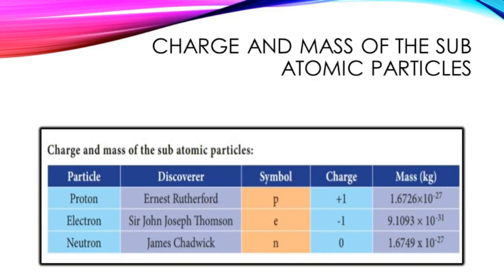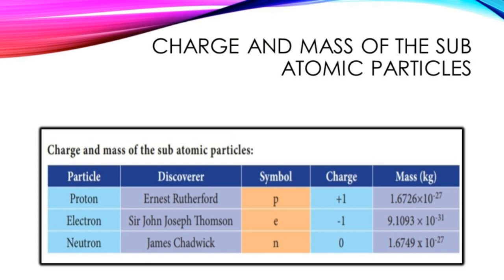Charge and mass of the subatomic particles. The particle proton: the discoverer of the proton is Ernest Rutherford, and the symbol of the proton is small p. Then the charge of the proton is +1. Mass of the proton is 1.6726 × 10^-27.